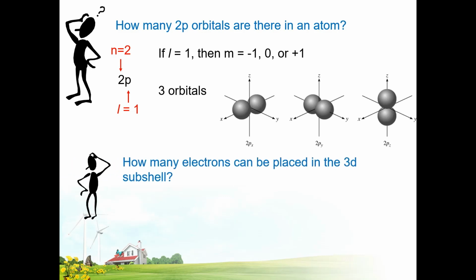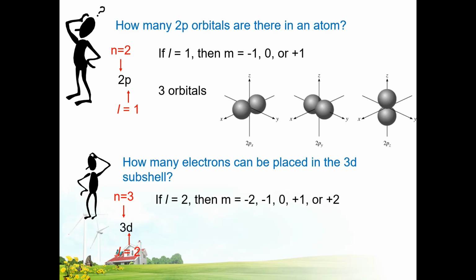Next question. How many electrons can be placed in the 3d subshell? Okay, you can see 3d, n equals 3, and the d is standing for l equals 2, because when you have n equals 3, l equals 0, 1, or 2, whereby 0 is s, 1 is p, and now 2 is d.